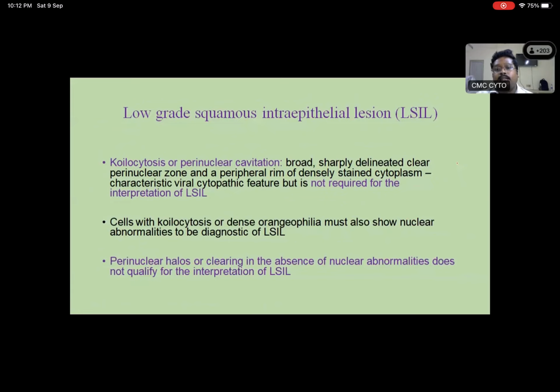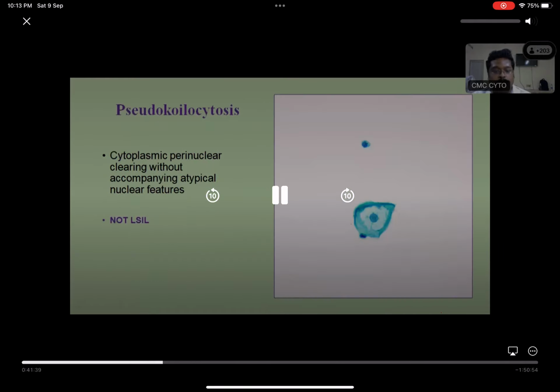Right? So what are the nuclear changes? Dr. Vinod? Nuclear enlargement more than 3 times. Yes, and the nuclear indentations, the chromatin changes, all those. So just because you have koilocytosis, that does not make it LSIL. Okay. So that is what you need to remember.